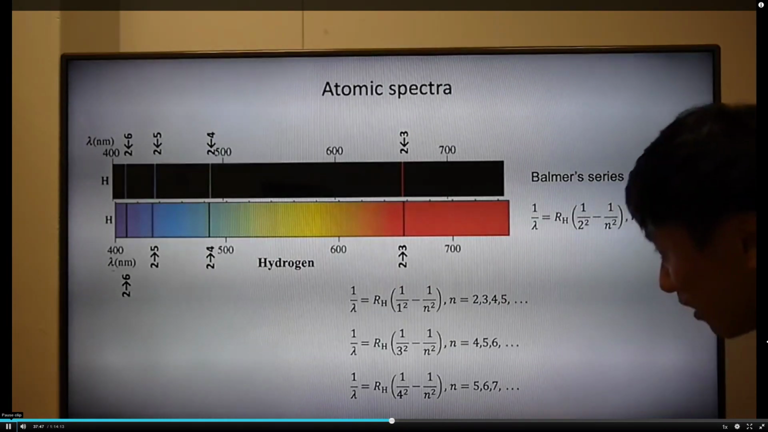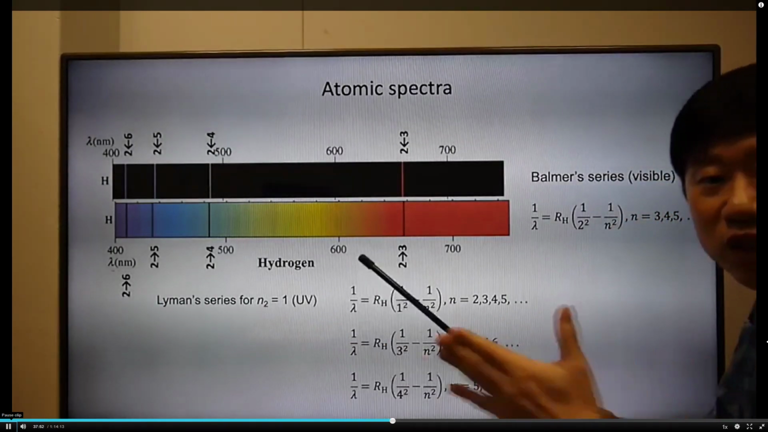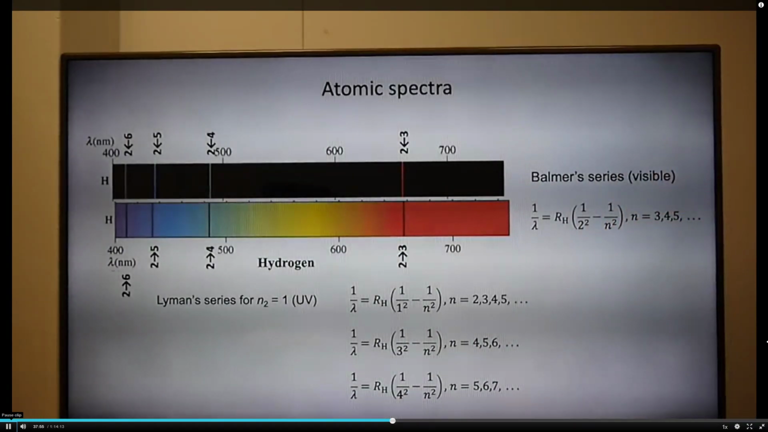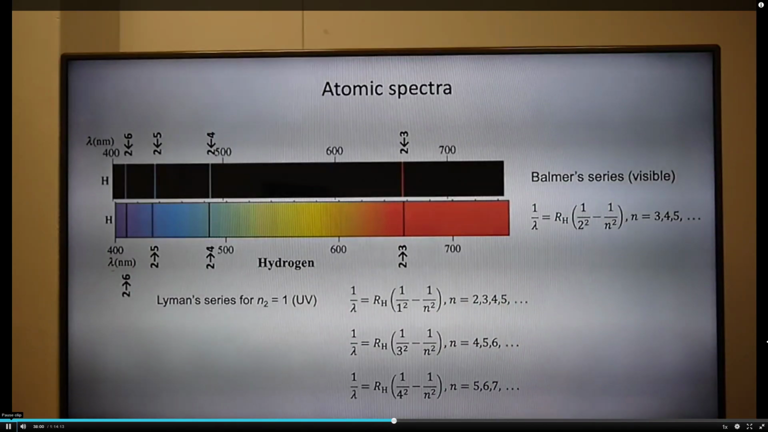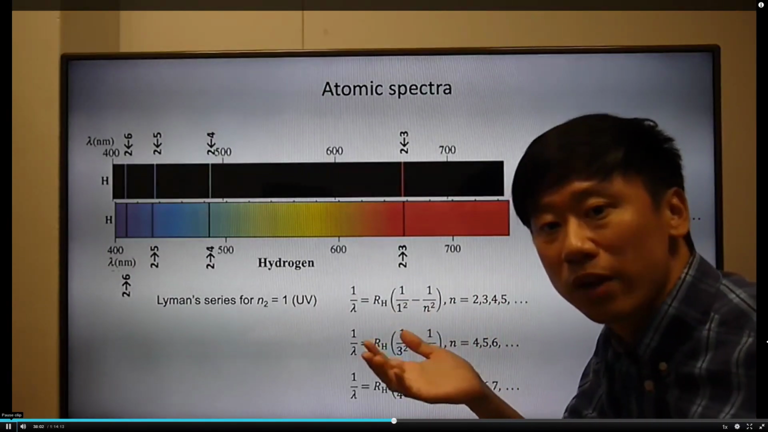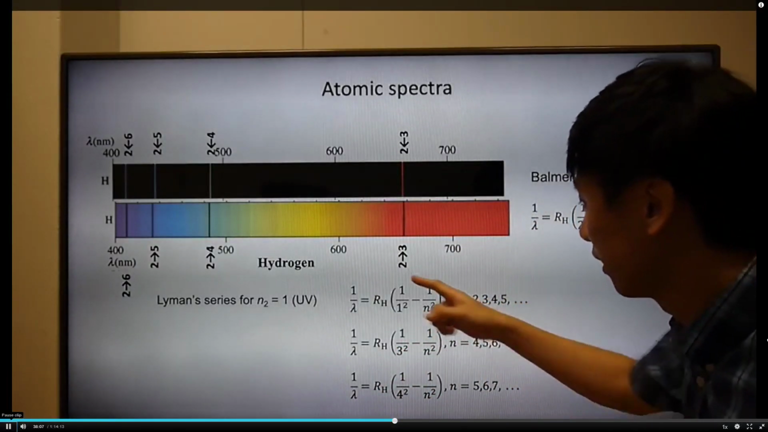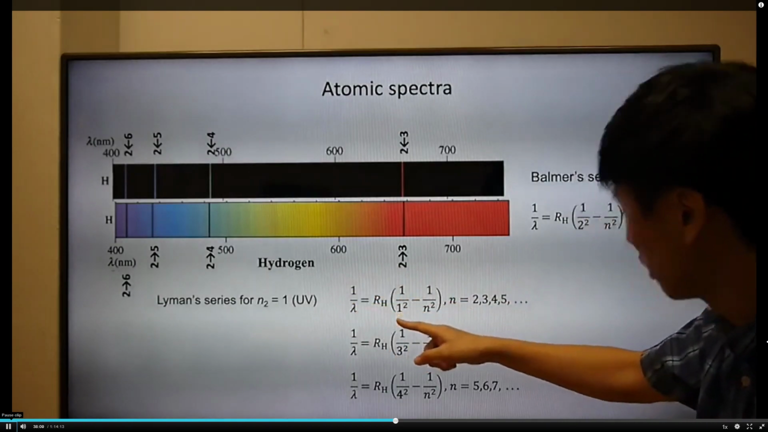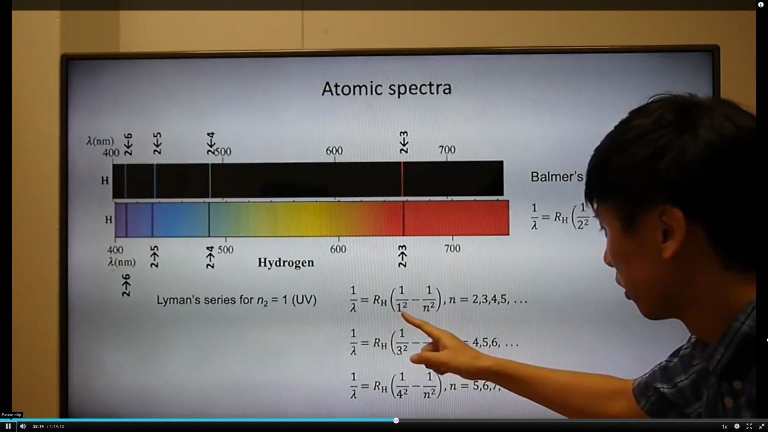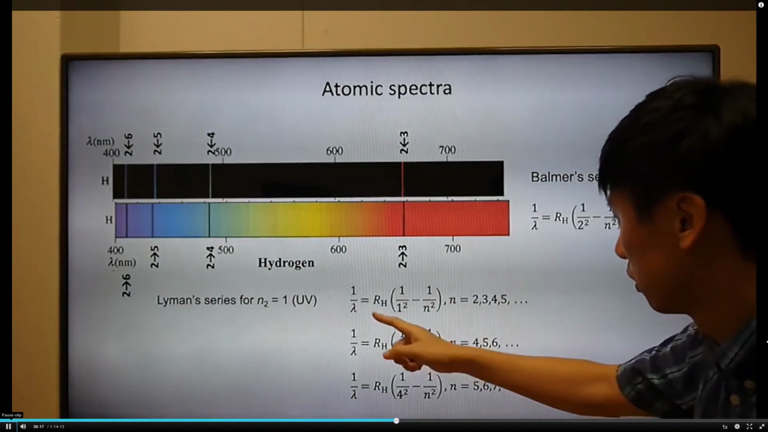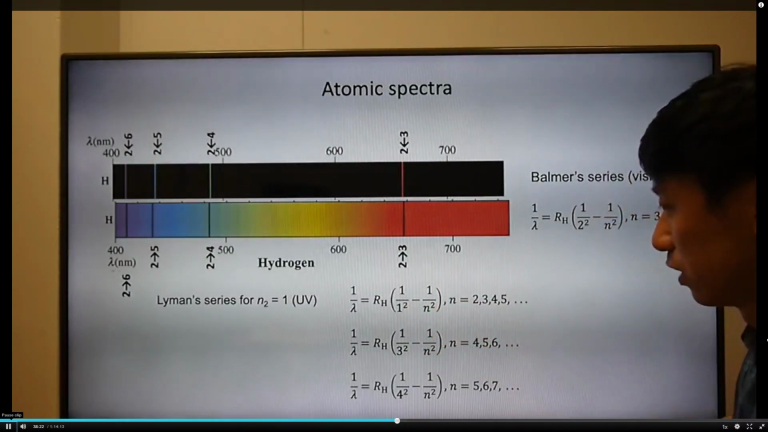Okay, then after that, Lyman observed the UV light range. Then he found another spectrum at the UV range. Then he defined the wavelengths of that spectrum. Then he could define this equation, very similar to the Balmer series, but this denominator is 1 instead of 2. So this equation is 1 over 1 square minus 1 over n square.